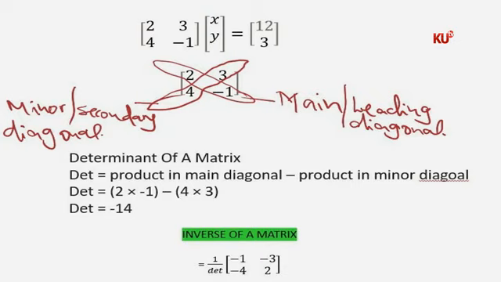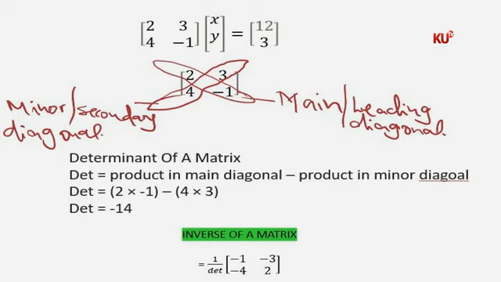Look at how I identified my main diagonal and my minor diagonal. The main diagonal, learners, if you look at the diagram I've represented there on the border, is the one running from the top left to the bottom right. From the top left to the bottom right, that gives you the main or the leading diagonal. Then the one running from the bottom left to the top right is called the minor or the secondary diagonal.